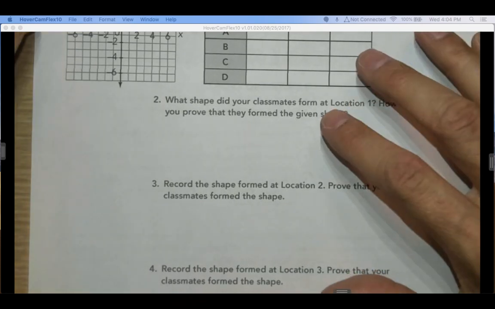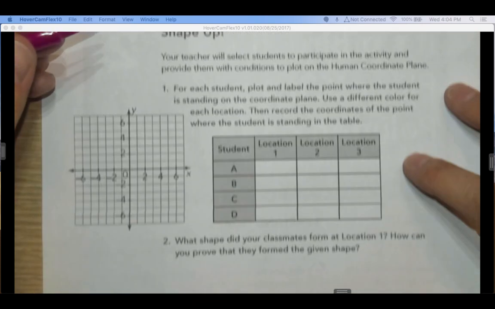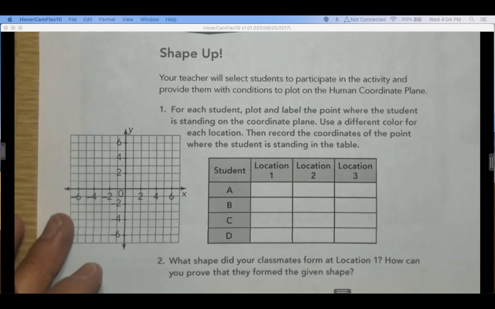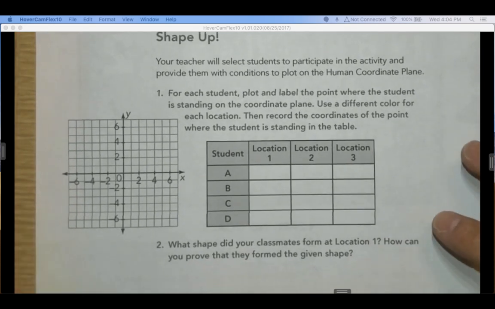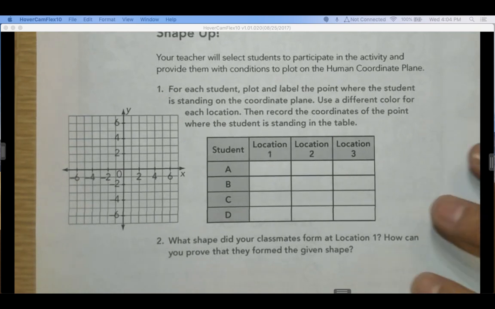All right, so shape up. Your teacher will select students to participate in the activity and provide them with conditions to plot on the human coordinate plane. For each student, plot and label the point where the student is standing on the coordinate plane. Use a different color for each location. Then record the coordinates of the point where the student is standing in the table.